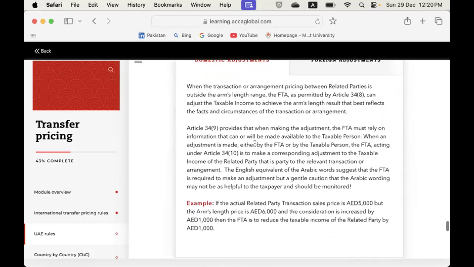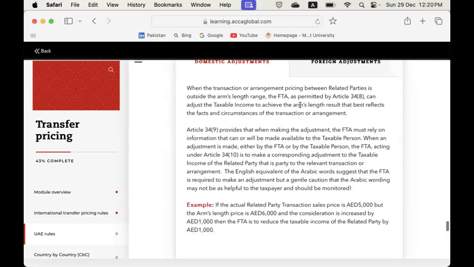So domestic adjustments: when the transaction or arrangement pricing between related parties is outside the arm's length range, the FTA, as permitted by Article 34, can adjust taxable income to achieve the arm's length result that best reflects the facts and circumstances of the transaction.